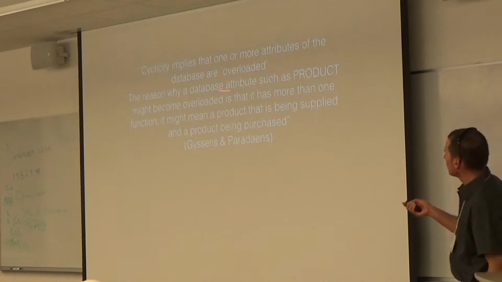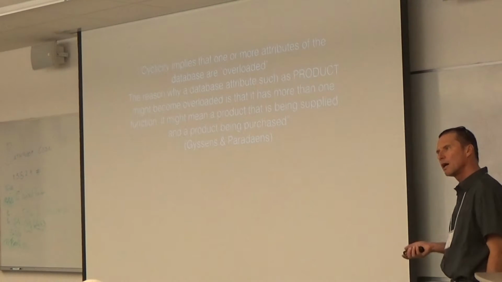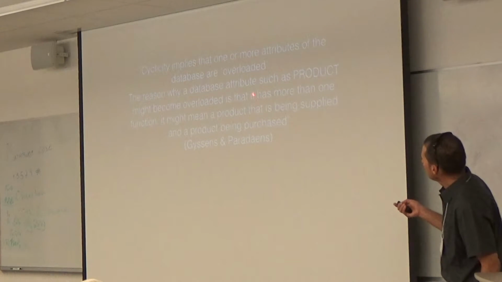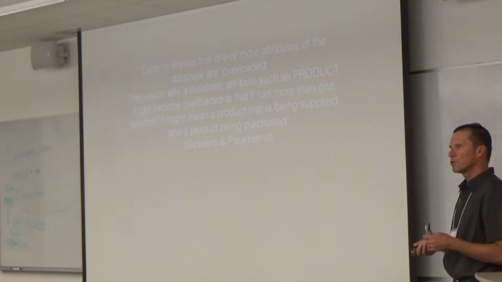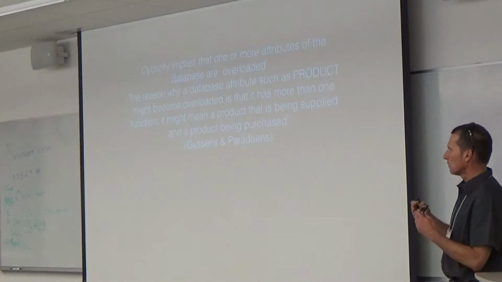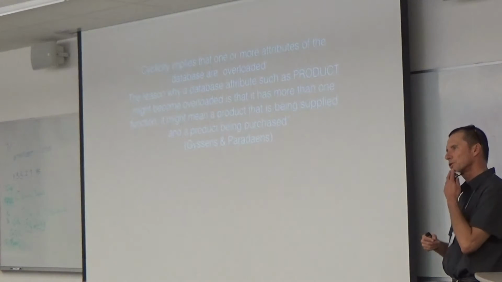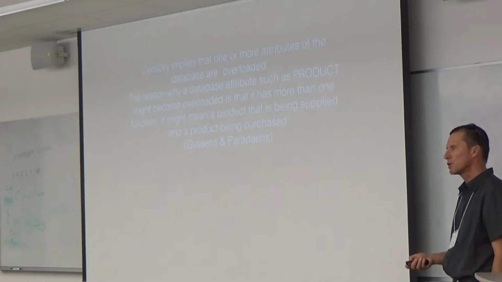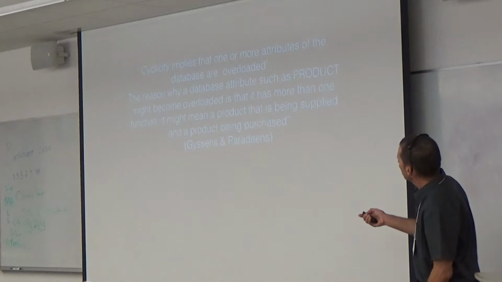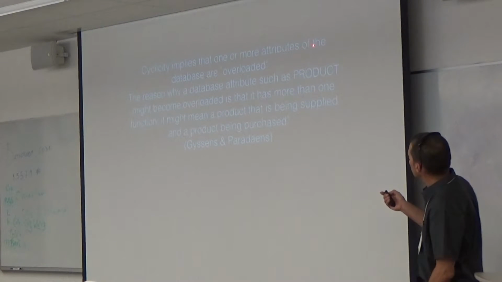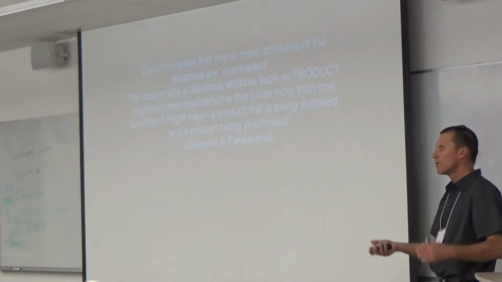I just wanted to show you some reflections of Dyson and Paradigms, written in the early 1980s. They were looking at this problem of how to come up with a universal relation. The reason I'm showing this is that the intuition behind it is very similar to the intuition that Eddie was sharing earlier. They said that cyclicity implies that one or more attributes of the database are overloaded. So once again, it gets to this issue of overloading variables.